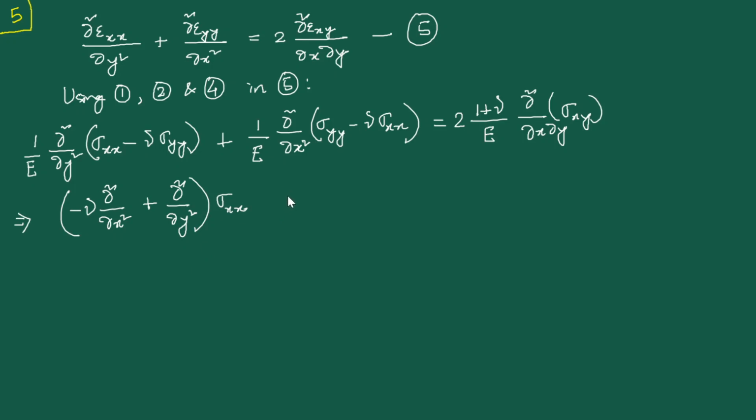what we have next is for the sigma yy, which is present here and present here, we have del square del x square minus nu del square del y square operating on sigma yy, and the right hand term that just remains as it is, except that the 1 plus 1 by e term gets cancelled out.